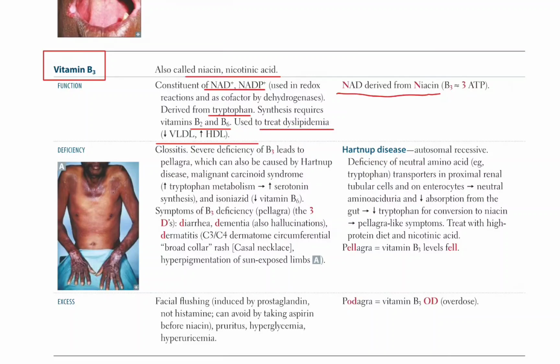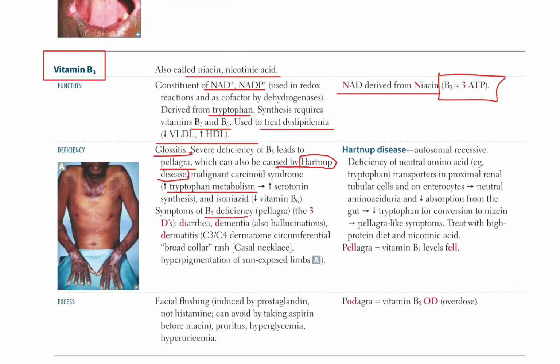NAD is derived from niacin. B3 equals 3 ATP. Deficiency of vitamin B3 causes glossitis, which is redness or inflammation of the tongue. Severe deficiency of vitamin B3 leads to pellagra, which can also be caused by Hartnup disease, malignant carcinoid syndrome with increased tryptophan metabolism and increased serotonin synthesis, and isoniazid, which decreases vitamin B6.